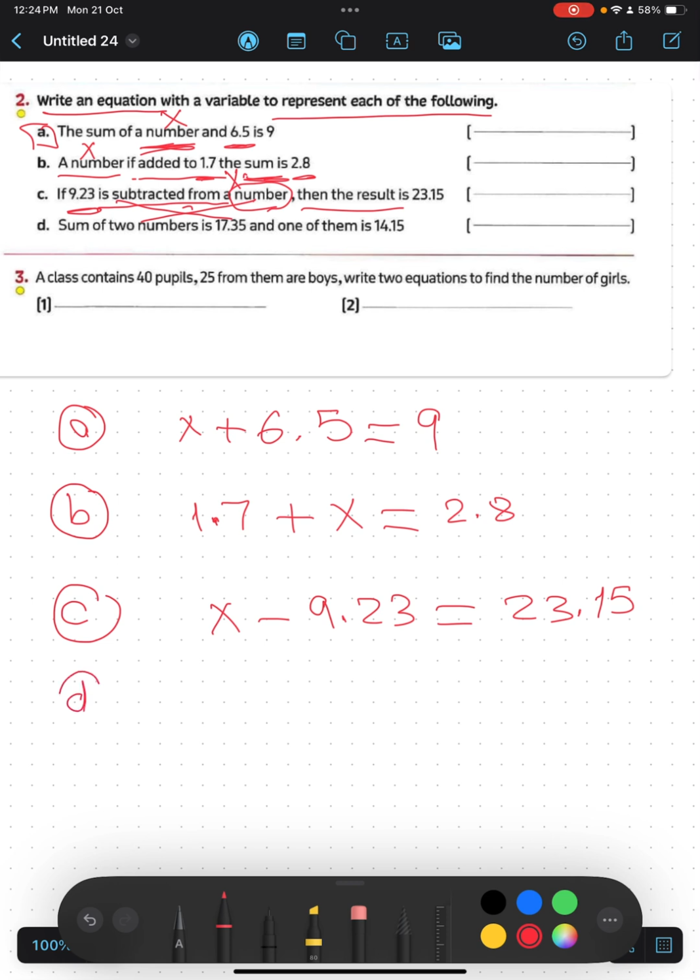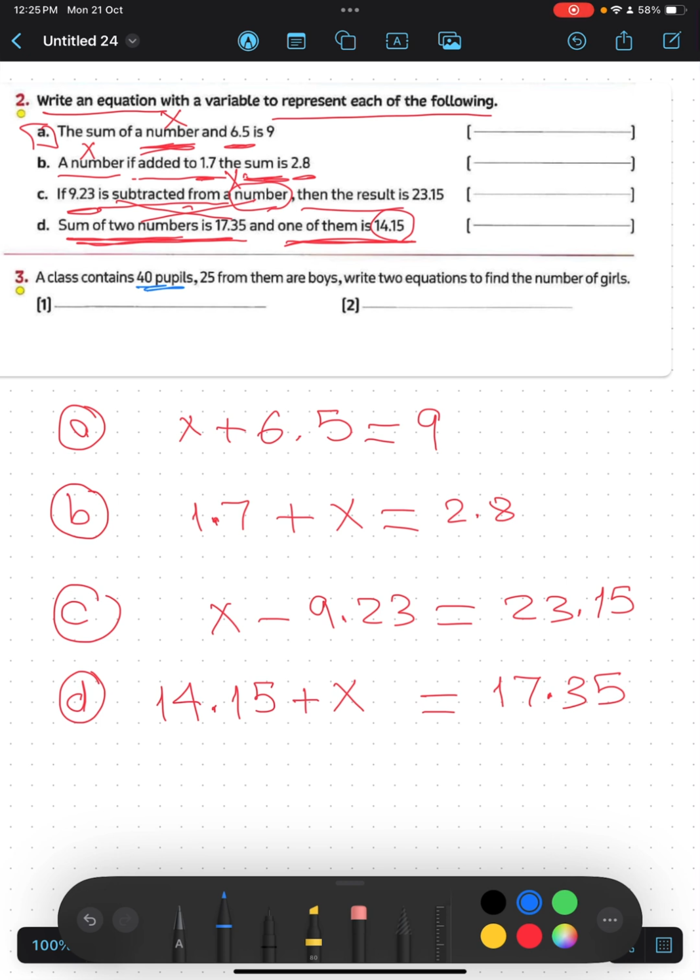Letter D. Sum of two numbers is 17.35. يعني أنا عندي sum هو اللي 17.35. أنا take space كده write equal. هنا الsum 17.35 and one of them واحد من numbers دي 14.15 يبقى plus unknown. يبقى أنا عندي sentence 14.15 plus x equal الsum ليهم كام 17.35. okay.